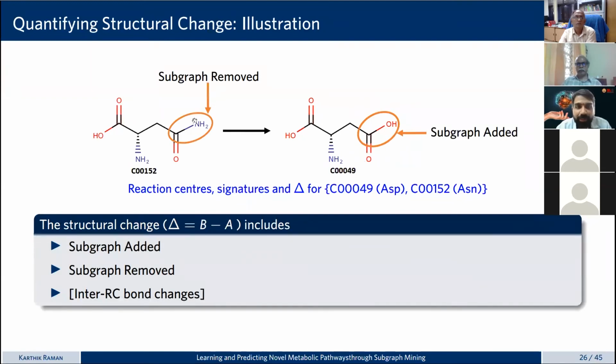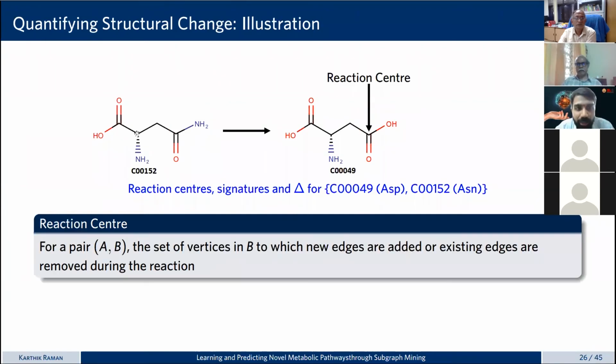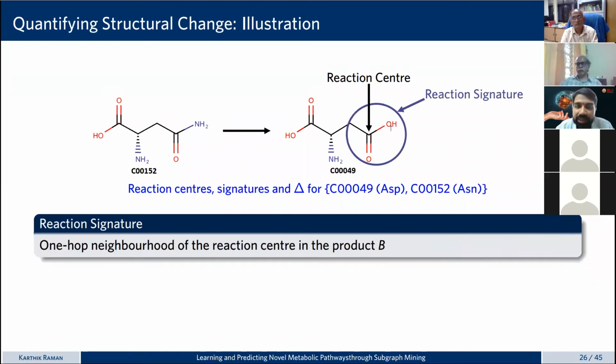And we find that there is a particular subgraph, basically a sub-molecule, if you will. So we have a molecule on the left that's converting to a molecule on the right, and you can see that this is where the action is happening. This is the reaction center, and there is an NH2 being lost here and an OH being added here. And then we see that there is a reaction signature. There has to be an O attached on either side, and there is probably a C here. So this is the signature, or the neighborhood, where this action is happening.